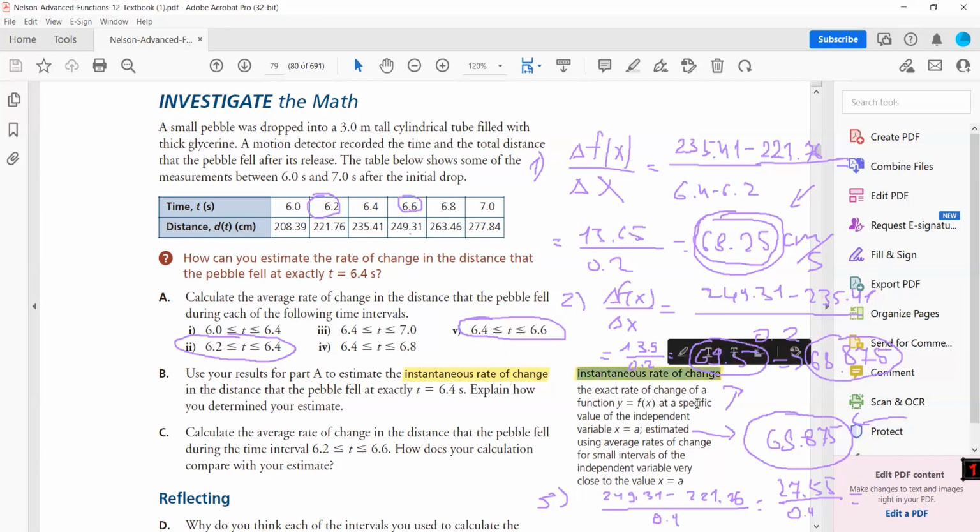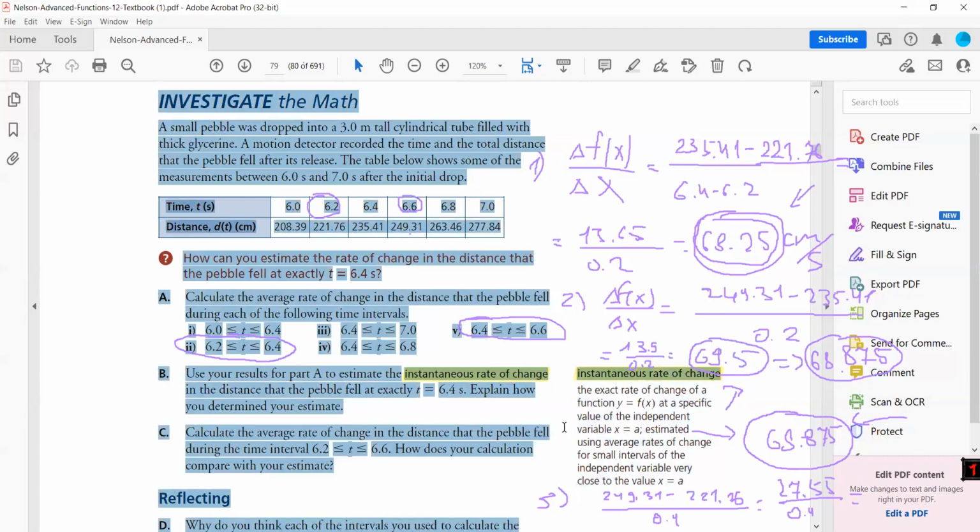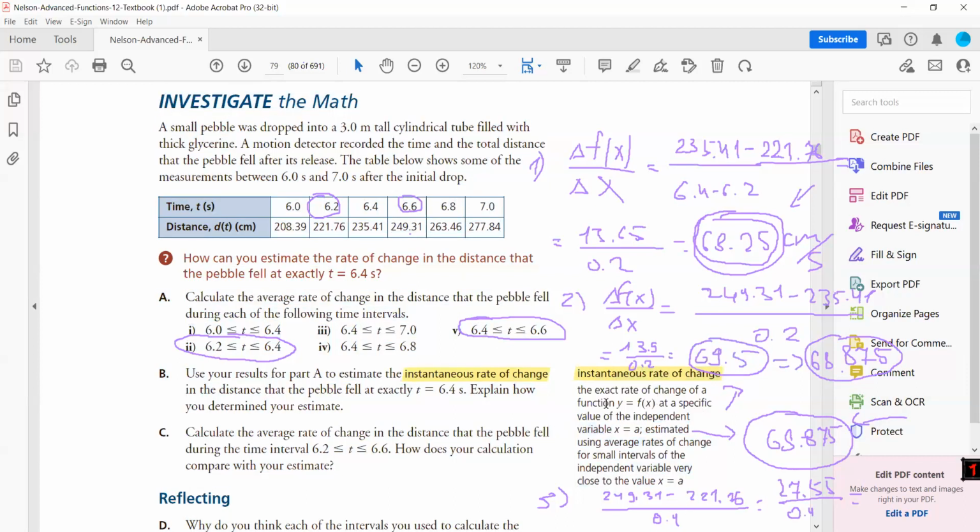And what is the instantaneous rate of change according to the textbook? The exact rate of change of a function y equals f of x at the specific value of the independent variable x equals a, estimated using average rates of change for small intervals of the independent variable very close to the value that we're looking at.